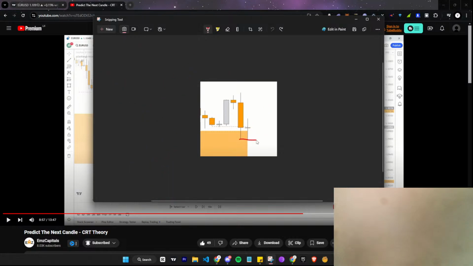Now in this scenario, ideally I would say wait for the loss in displacement. As you guys can see, it loses displacement right here, and then it shifts from a sell program to a buy program, and then you target this as your TP.